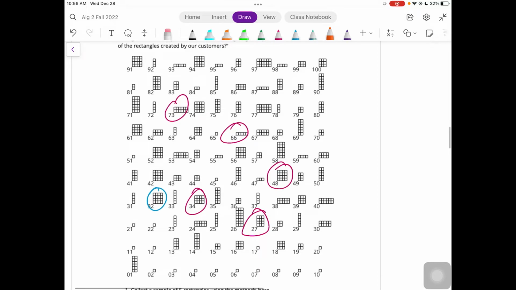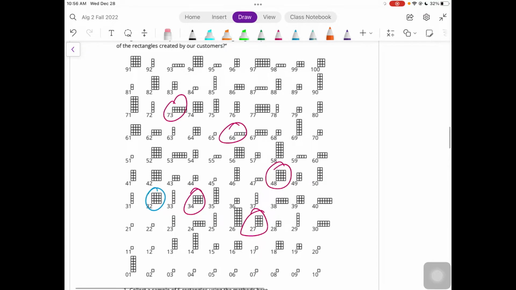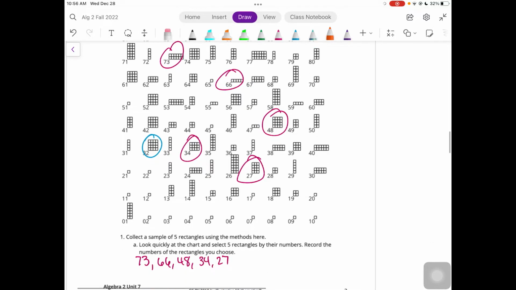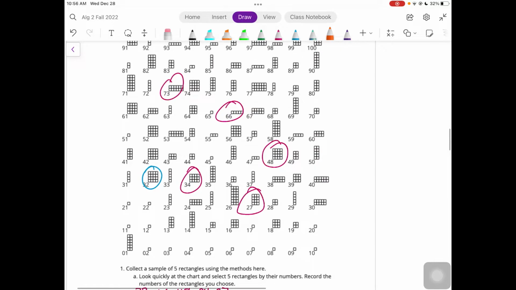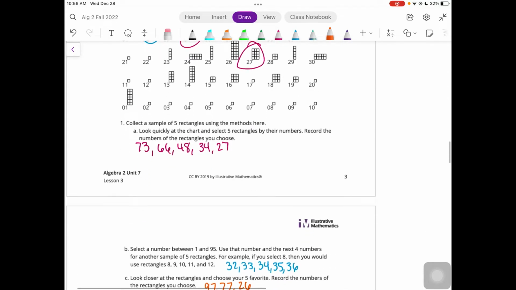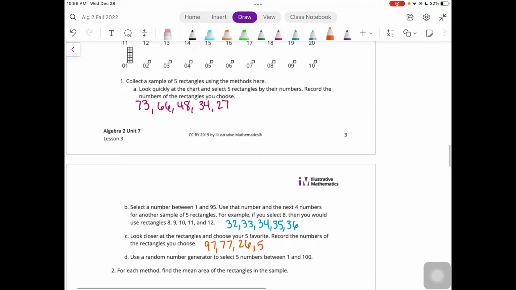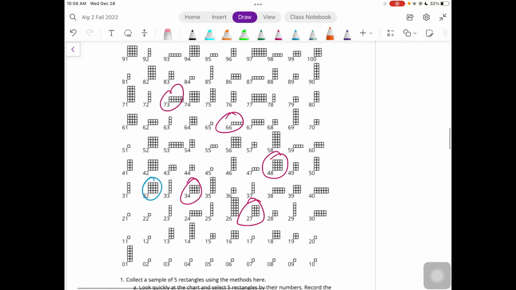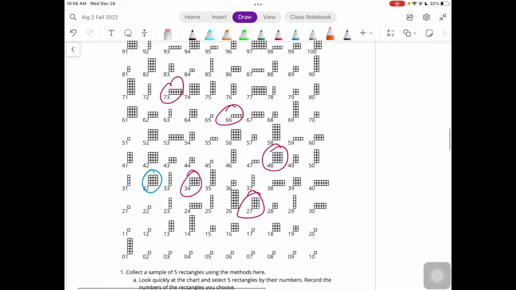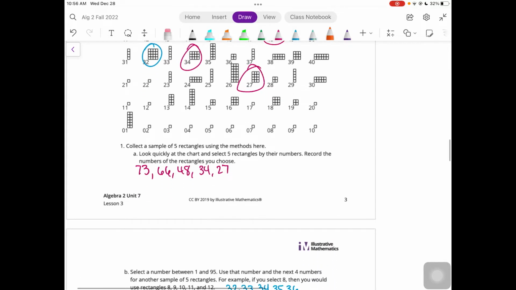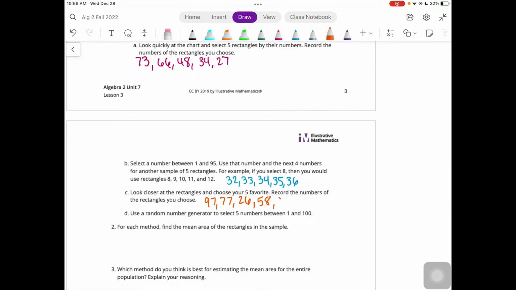I don't know, 26. 26. 58. And we'll say 90. No. Oh, I did pick 77. 90. We'll go with 90.